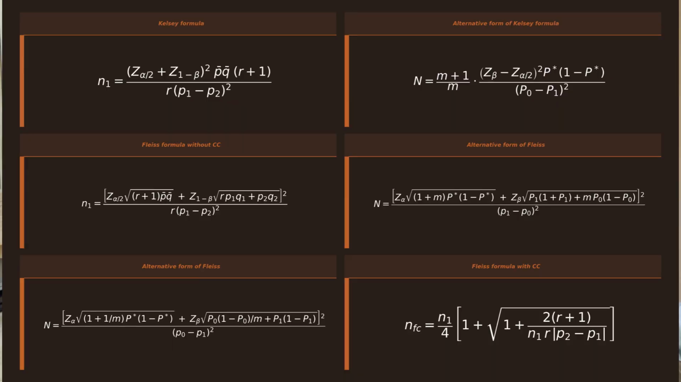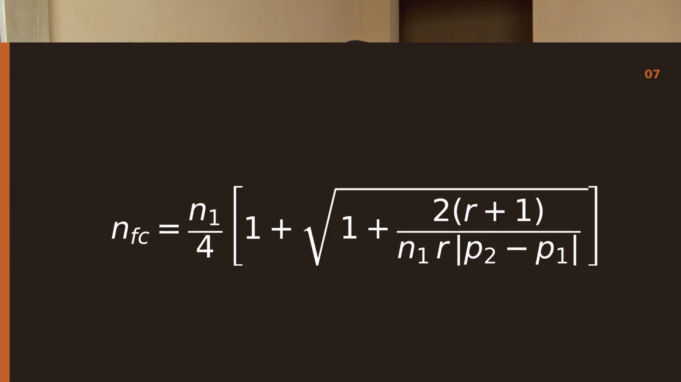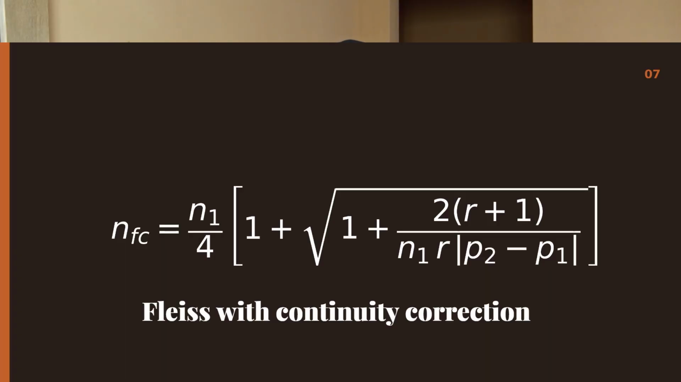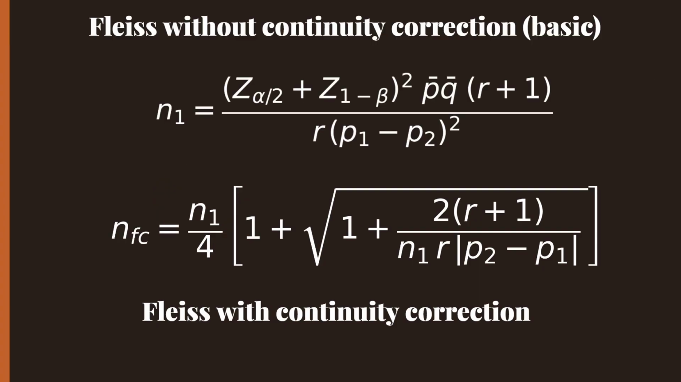Now on your screen are the formulas that you can use for case control and for cohort study, and we've defined all the variables in this formula. But one more thing, for the Fleiss formula with continuity correction, you can see that it has n1/4. So that n1 is the output or the sample size that you got from using the Fleiss formula.